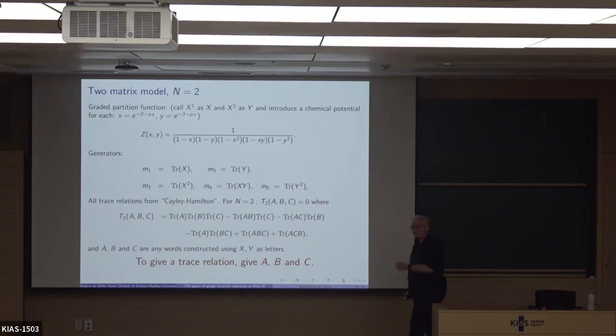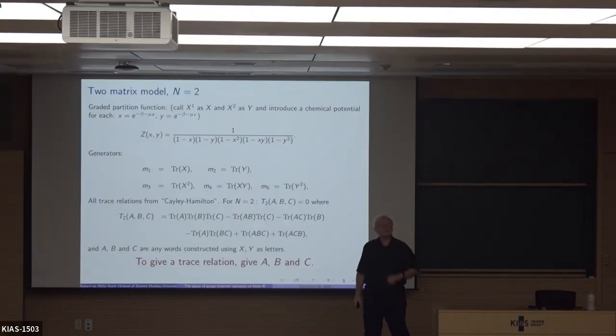So now we're looking at a 2-matrix model at n is equal to 2. We'll call x1 to be x, x2 to be y. I'll introduce a chemical potential for those two matrices so that my partition function will now be a function of little x and little y. If you look at that partition function, you'd say, this is a freely generated ring with 5 generators.